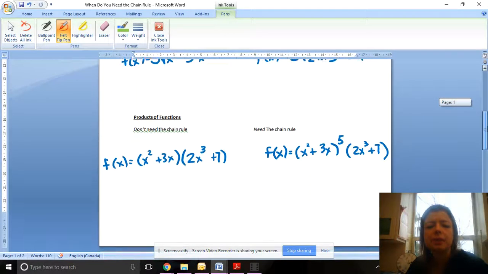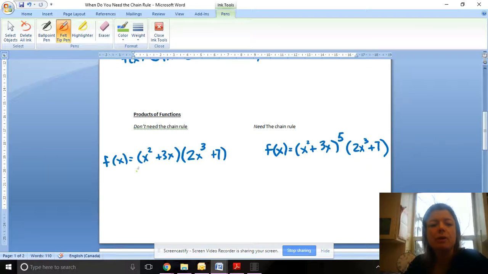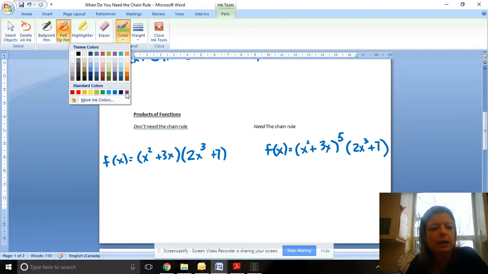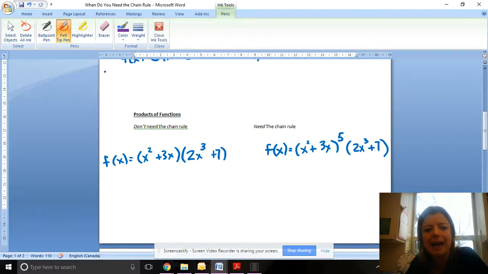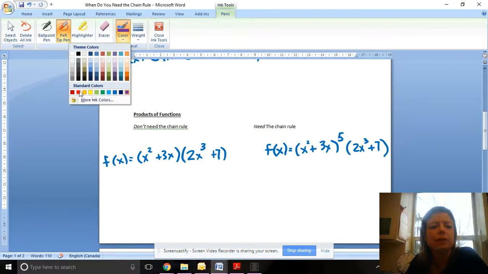For products of functions, okay, so this is a product of functions because it's one function times the other. But notice that both functions are just polynomials. Okay, but in this product rule question, one of the products itself is a composite function. So there's this function that's all being raised to the power 5. So when you get to taking the derivative of this first half, you will have to use the chain rule.